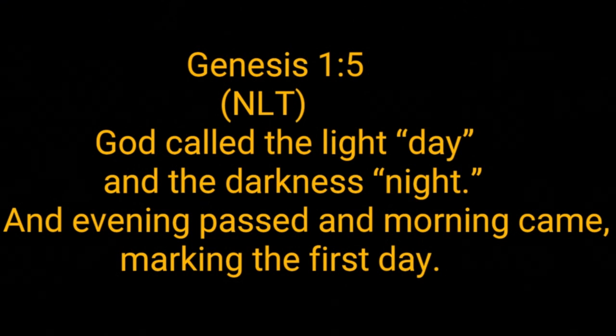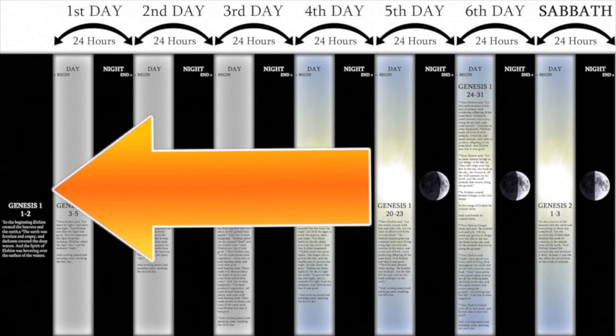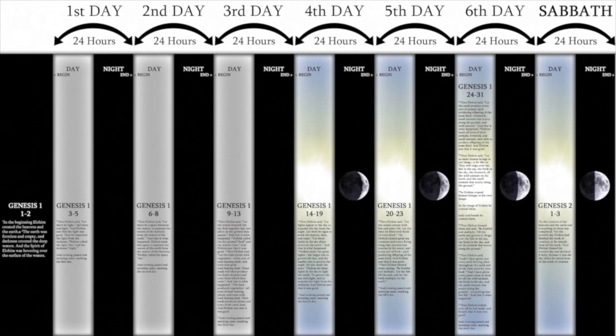So if you look at this chart right here, which I also designed, this is Genesis chapter 1 from verse 1 to verse 2. There was darkness in the beginning. That's this part right here. Then when God said, let there be light, in Genesis chapter 1 verse 3 to verse 5, that is this part right here. He said, let there be light. Boom, there was light. That's the first day of creation.